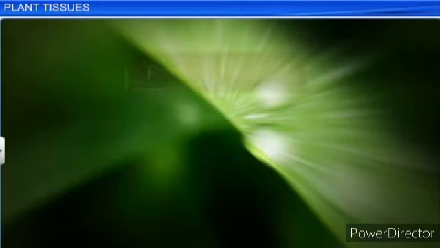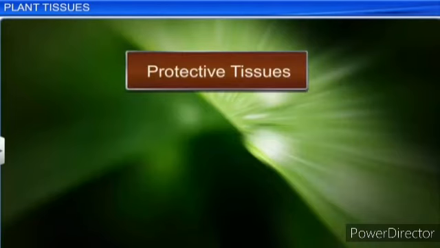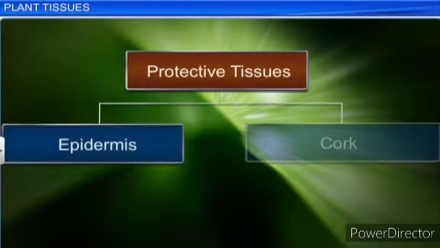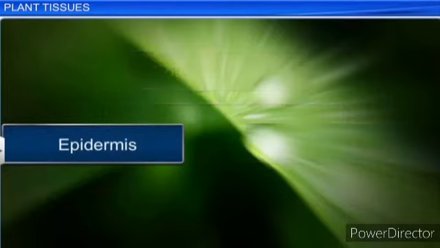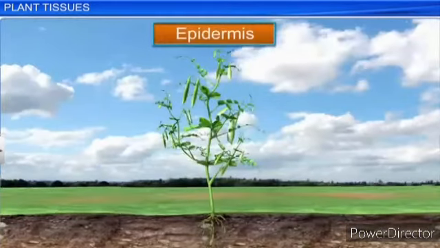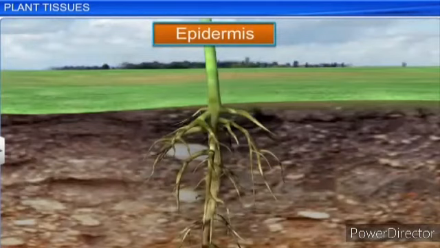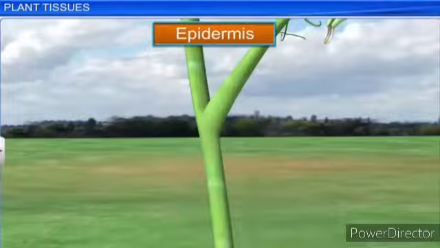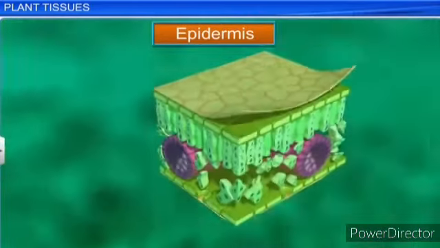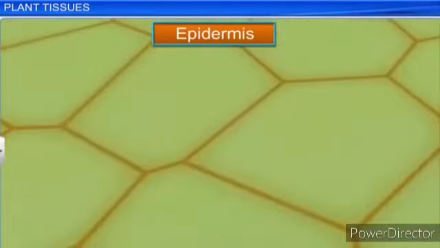Another type of tissue that is very important in plants is the protective tissue. They protect the plants from the surroundings. Protective tissue includes epidermis and cork. Epidermis is the outermost protective covering layer of roots, stems, and leaves. It is surrounded by a waterproof layer called cuticle.